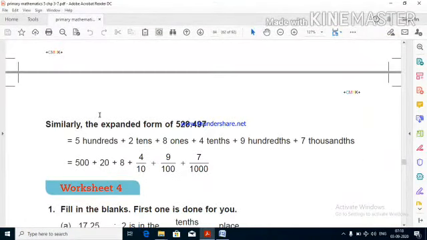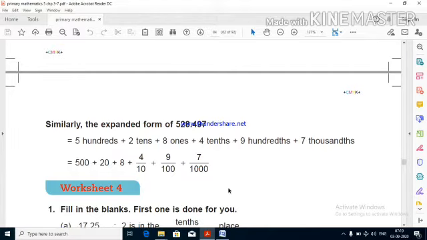We can also write the expanded form as, for 528.497, 5 hundreds, 2 tens, 8 ones, plus 4 tenths, 9 hundredths, 7 thousandths. Similarly, 5 hundreds means 5 into 100, 500. 2 tens means 20, 2 into 10. 8 ones means 8 into 1, it is 8. 4 tenths means 4 by 10, plus 9 hundredths means 9 by 100, plus 7 thousandths means 7 by 1000.